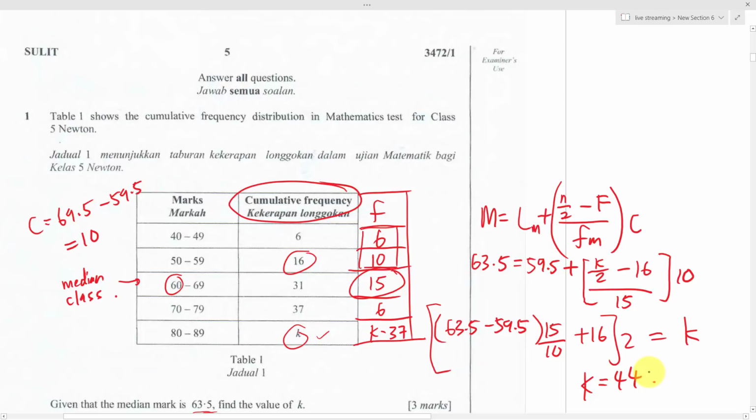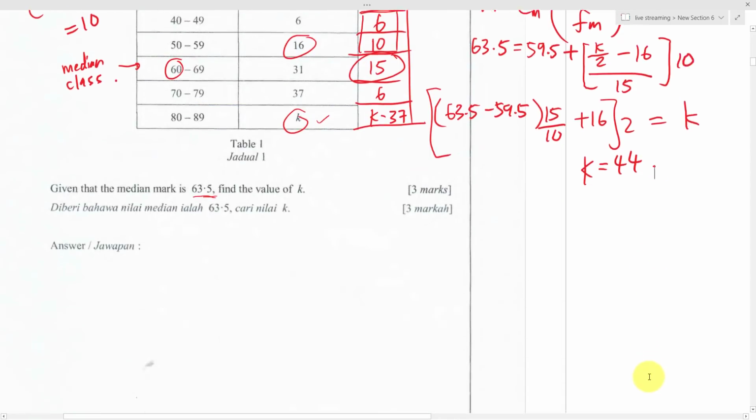Alright, so yep, I hope you can understand it. It's not really hard, this one.